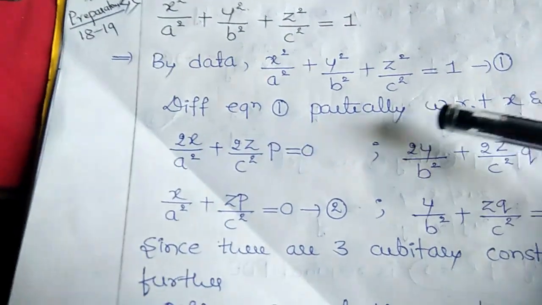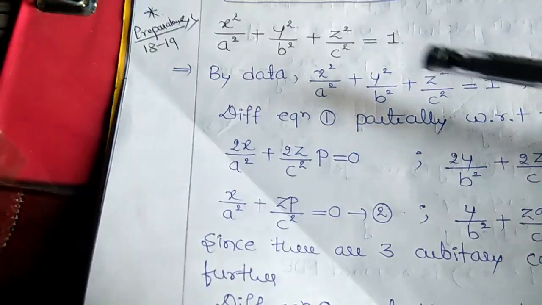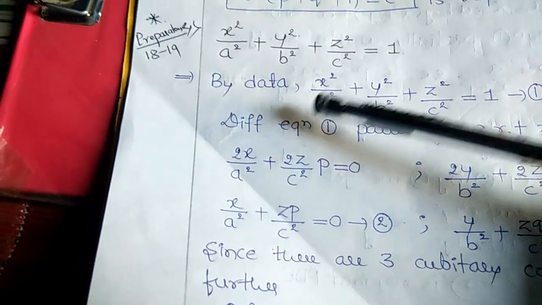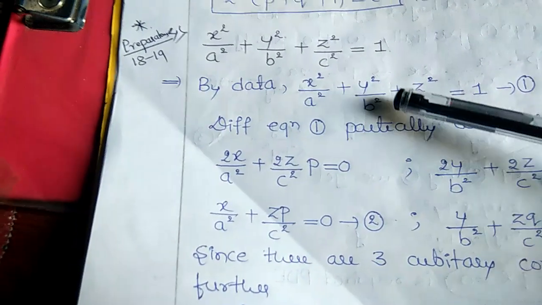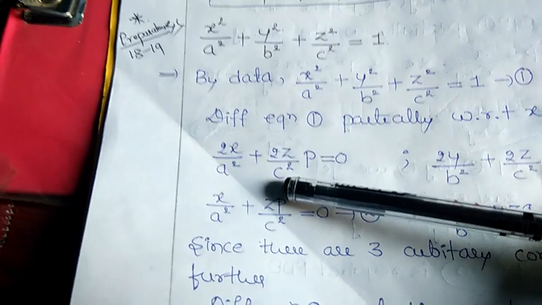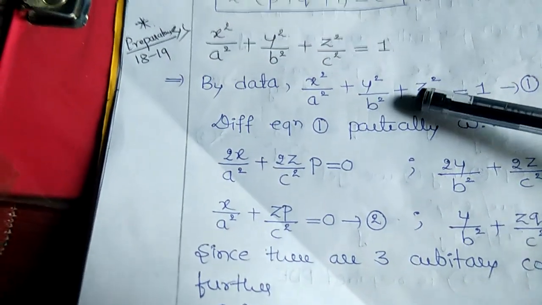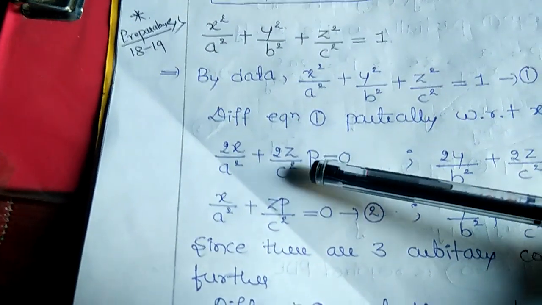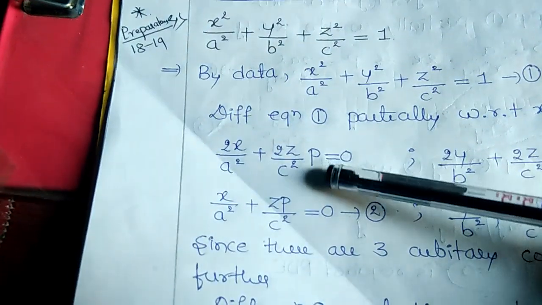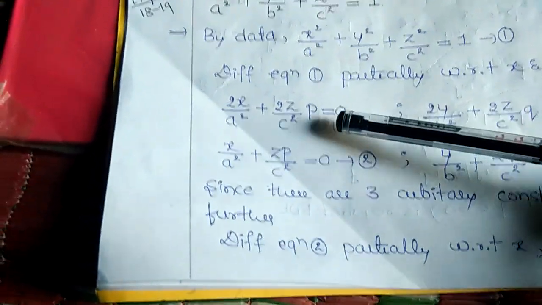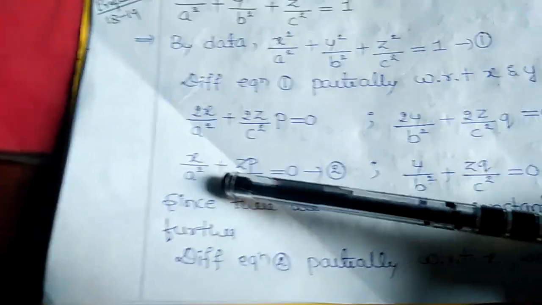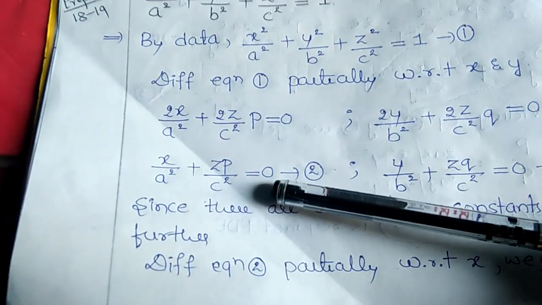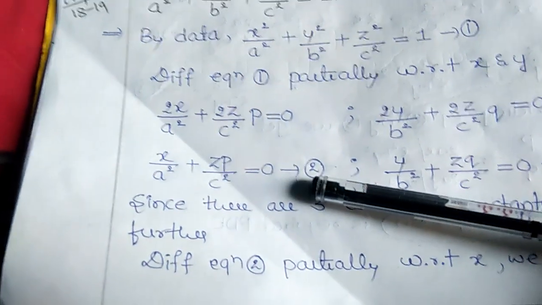Differentiate equation 1 partially with respect to x and y. So 1 by a square is constant, differentiation of x square is 2x, second term is 0, plus 1 by c square is constant value. What about z square? It is 2z into dou z by dou x. It is nothing but p, which is equal to 0. So divide throughout by 2, we get x by a square plus zp by c square is equal to 0. Call this as equation 2.